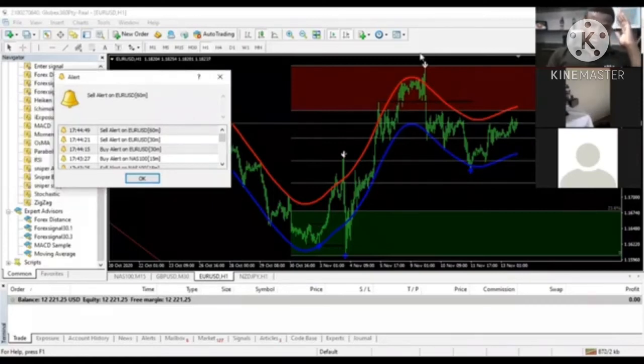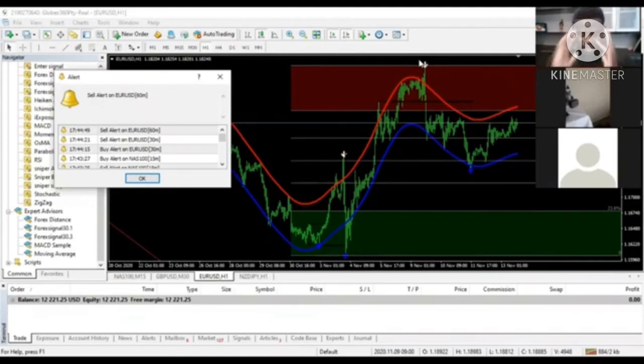Your stop loss should be above your arrow. You do not enter any position under any circumstance or any other situation other than that. You only enter your buys in the green zone, your sells in the red zone.